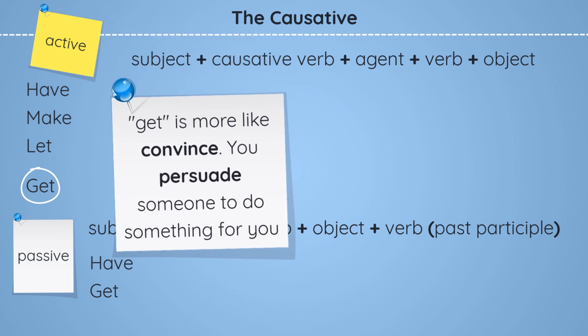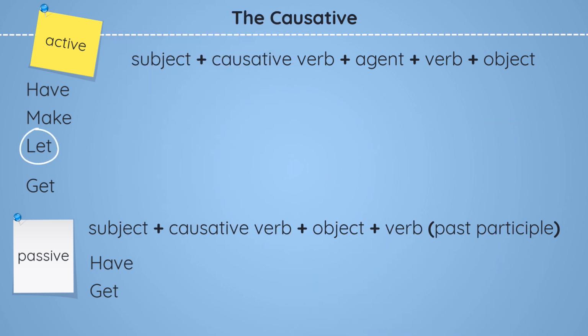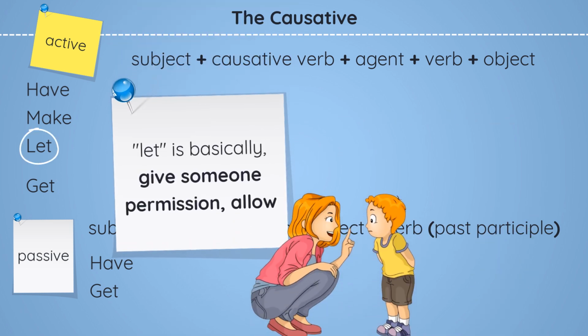Get. Get is more like convince. You persuade someone to do something for you, right? I will get my sister to do my laundry. Why? Because she's nice, and she likes me, and I know how to speak to her, that's why. Let is basically give someone permission. So very clear.